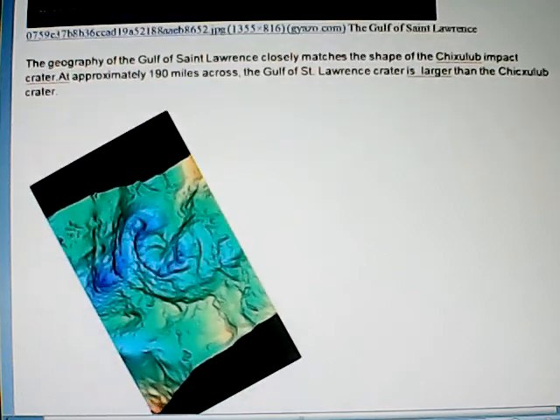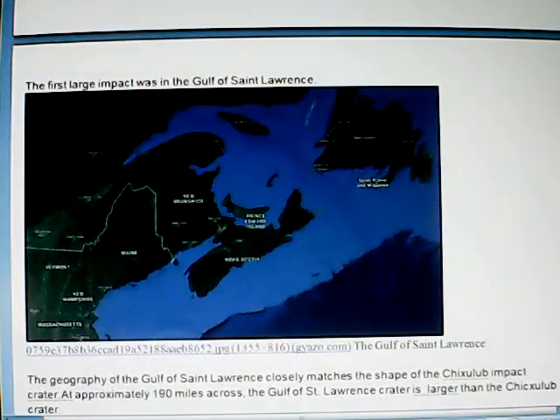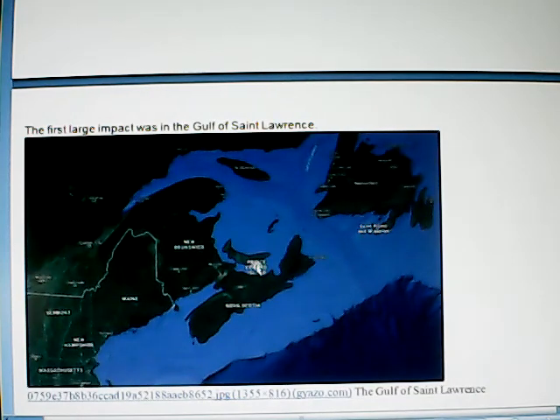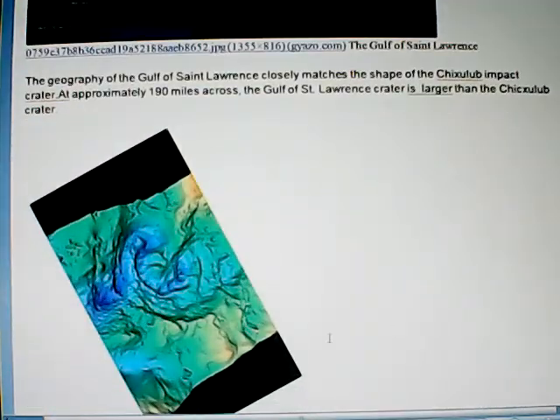There's a magnetic anomaly map showing the same type of shape as we see in the Gulf of St. Lawrence. You got an uplift here, a backsplash here, and a crack down through here. Very similar to the magnetic anomaly map of the Chicxulub crater.